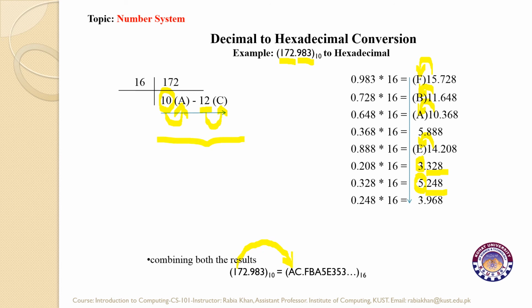AC. The point remains at its place while .983 is equal to FBA5E353 and so on. The three dots show the result goes on. But don't forget to write the base, as we have converted this answer in base 16. I hope this conversion process is clear to you.